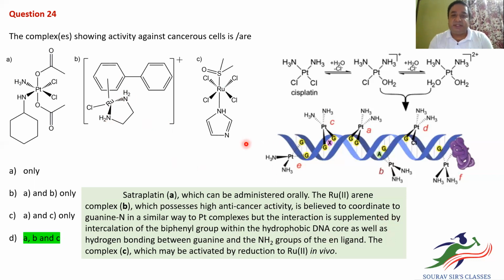Apart from that, drug C will be activated to the ruthenium(II) state inside the body. So these 3 drugs can be used as anti-cancer drugs, and that should be our answer for this particular question. Now let's go for the next question.